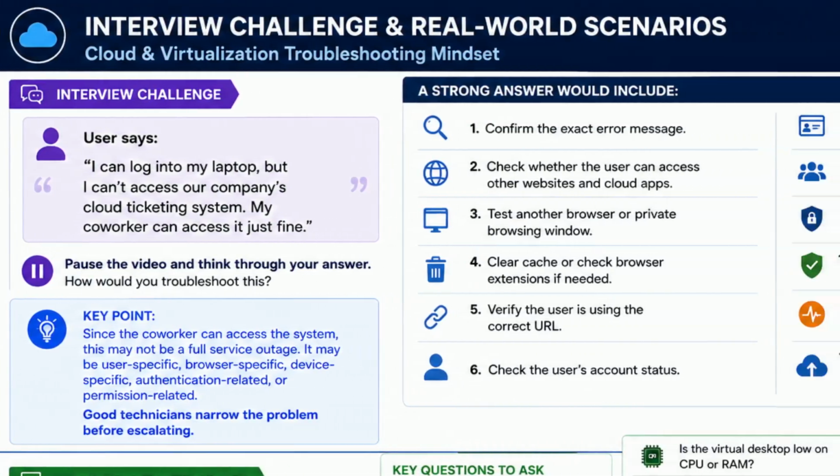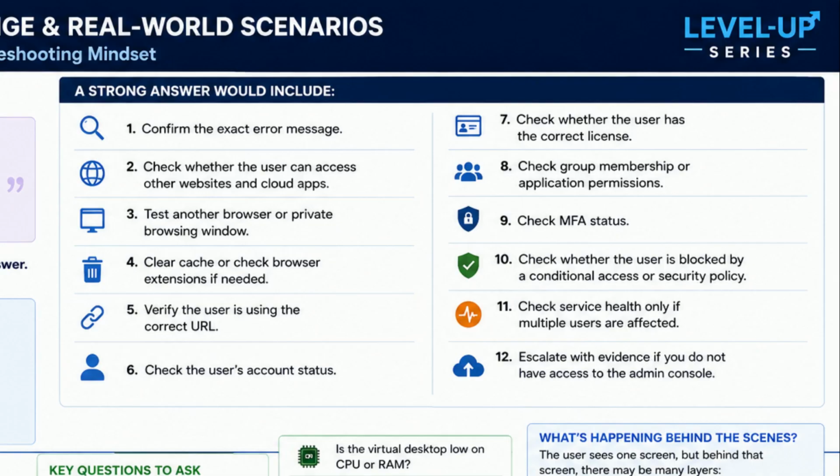A strong answer would include things like confirm the exact error message, check whether the user can access other websites and cloud apps, test another browser or private browsing window, clear the cache or check browser extensions if needed, verify the user is using the correct URL, check the user's account status, check whether the user has the correct license, check group memberships or application permissions, check MFA status, check whether the user is blocked by a conditional access policy.